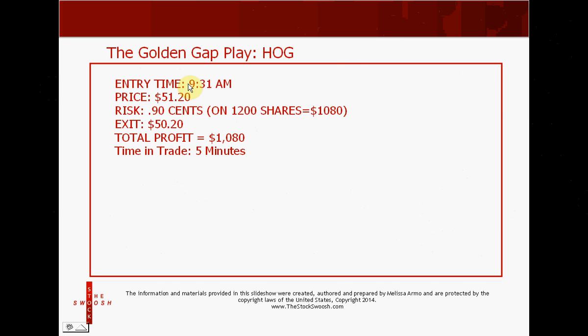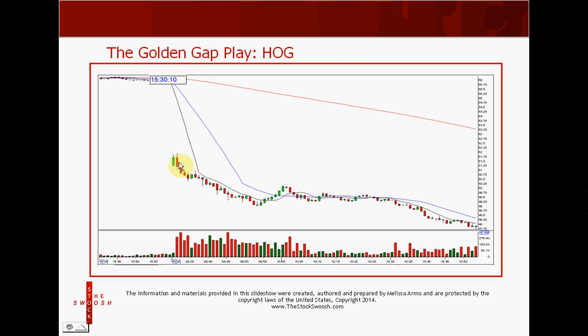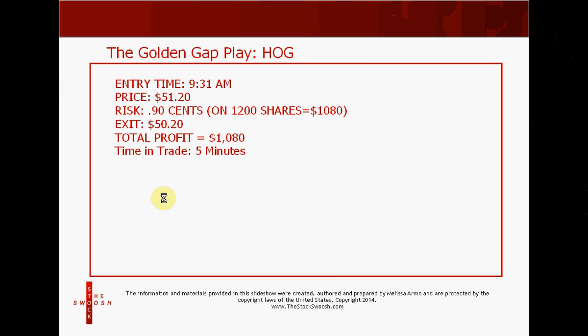But here was the short. It was at 9:31. You shorted it at 51.20. I put the stop a dollar over it, 52.20 or thereabouts. It was like 52.10. So this was a big stop, so I can only take 1,200 shares of this. The risk was 1080. And I got right out quickly in 5 minutes. So you can do this, take it, boom. Again, be out very quickly. Or you can hold it for longer.